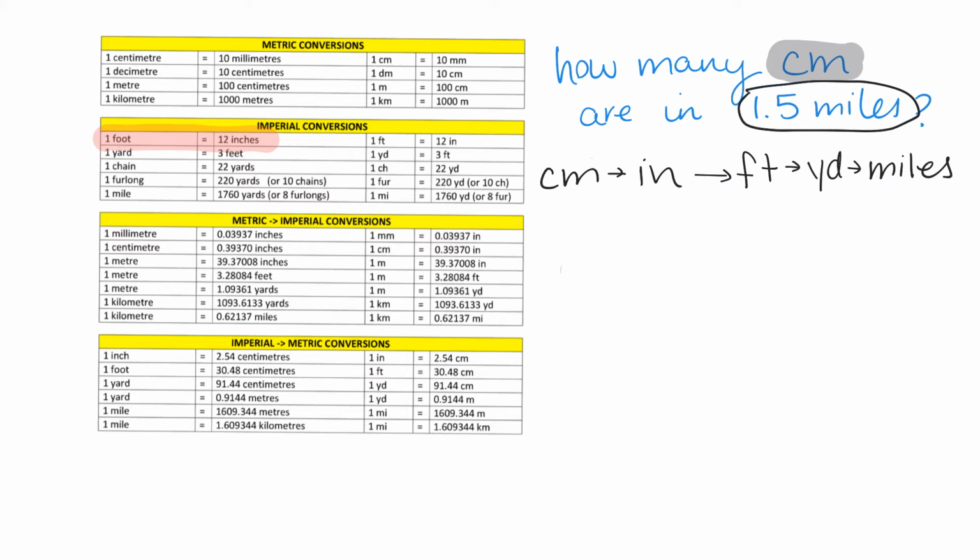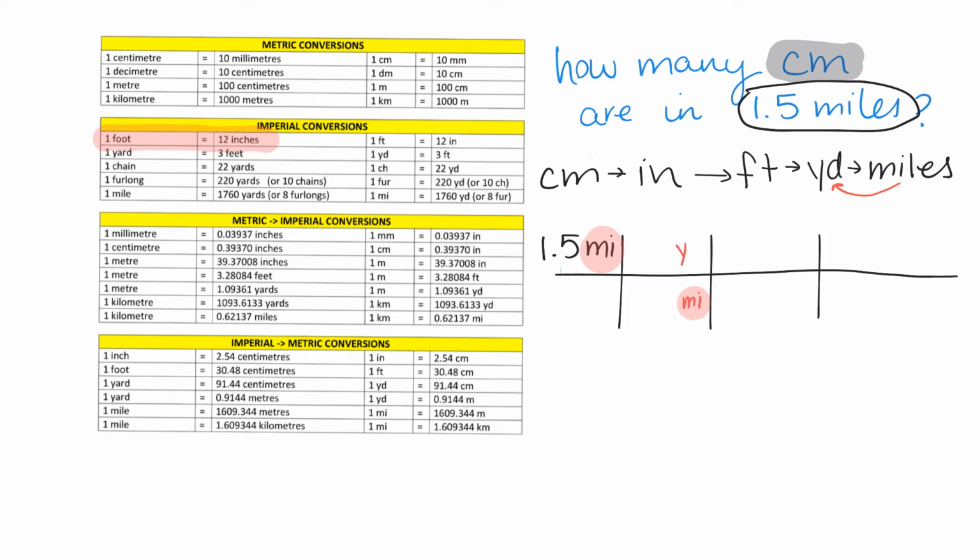All right, so I'm going to draw my setup again. And I need a lot of these because I have a lot of hops to take. And I always put what I'm given in the top. Whatever is in the top has to be in the bottom. So miles. And miles converts to yards. So I'm going to put yards here. Okay, well, what's the conversion from miles to yards?